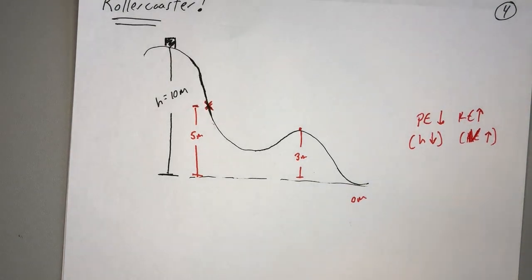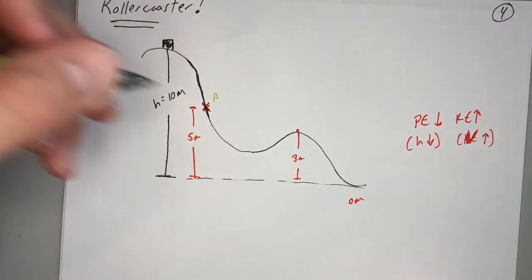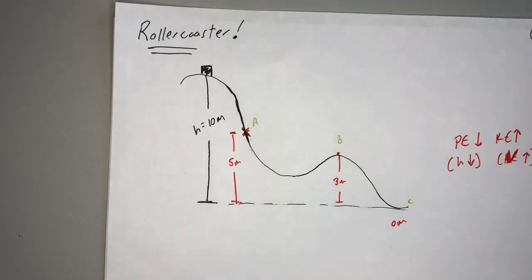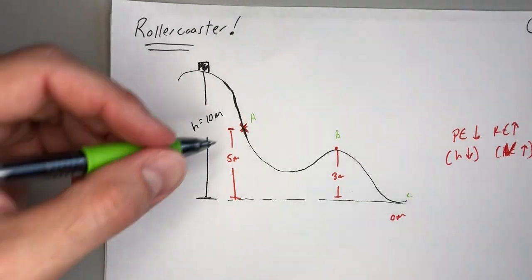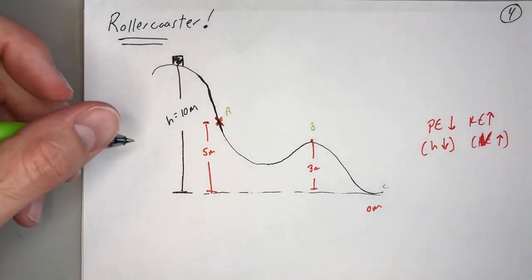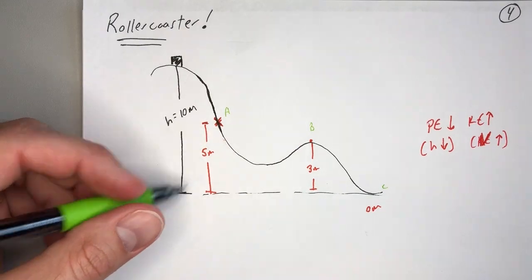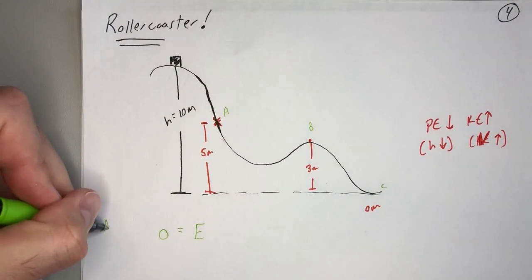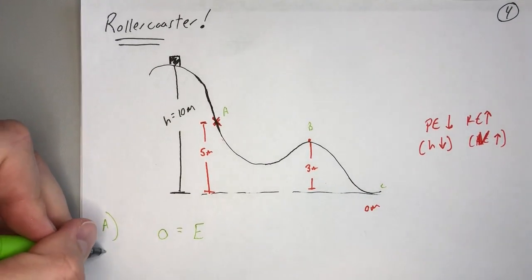All right, so we have that. Let's call this point A, let's call this point B, and let's call this point C, just like that. What I want to do is use energy concepts to say how fast you're going at point A. So find the velocity at point A. Step one, I always say, can we use the conservation of energy? E initial equals E final. We'll call this part A. We're looking for the velocity at A.